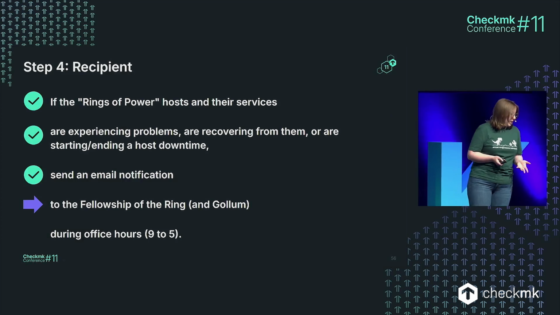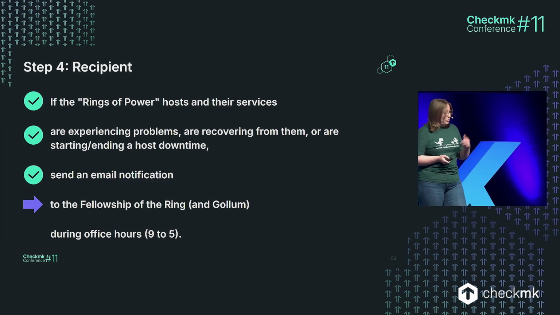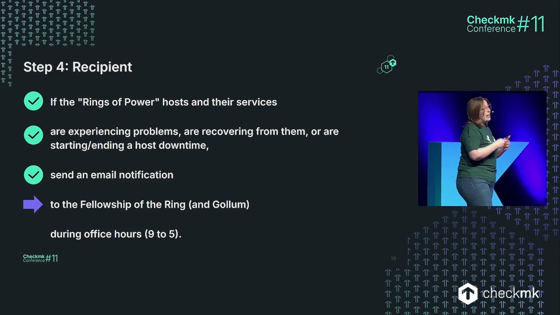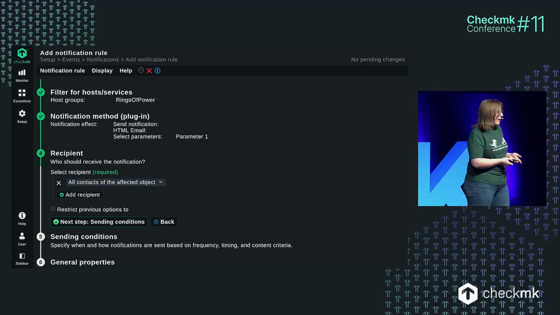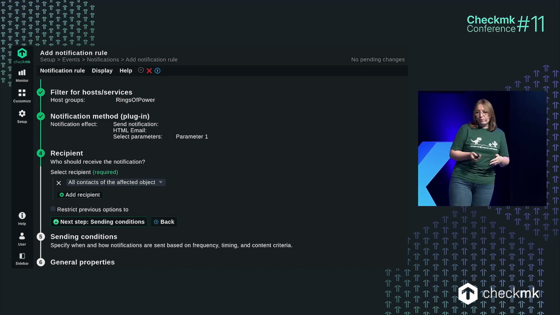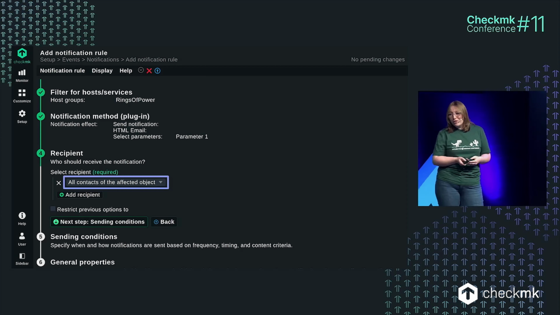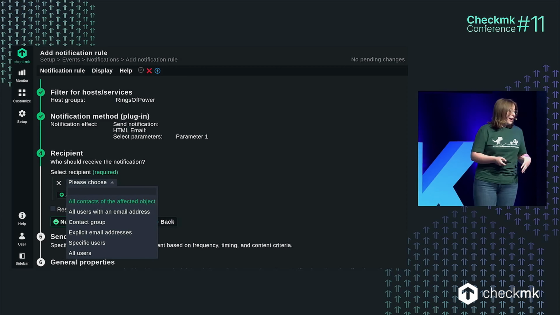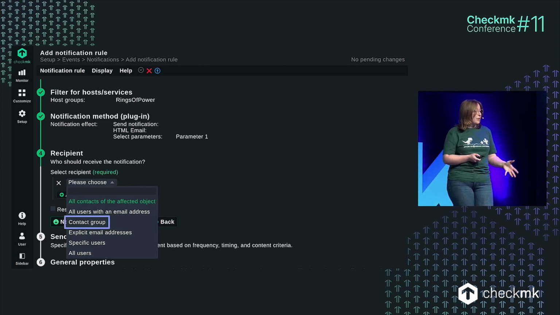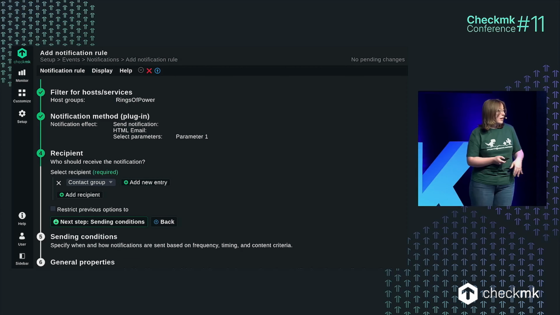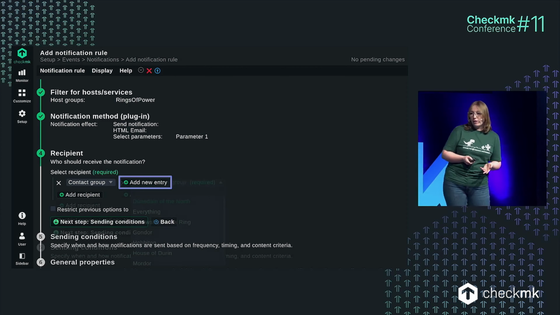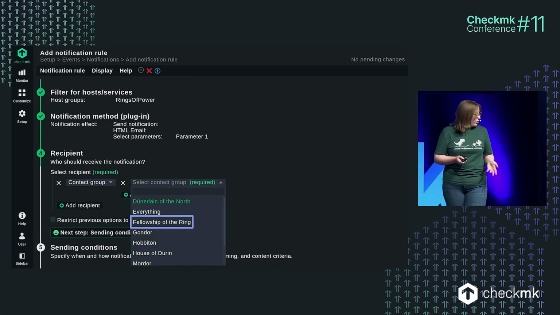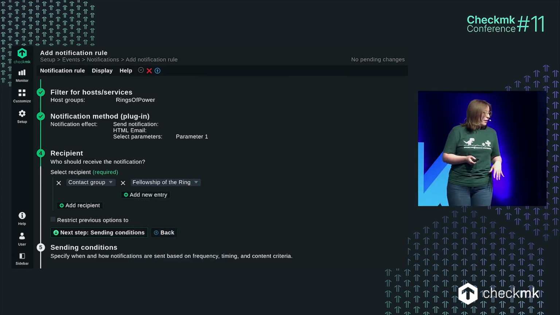Looking at our scenario, this has to be the Fellowship of the Ring, which is a contact group, and obviously Gollum. Let's start with the contact group. For that, we need to change the default selection and select the contact group in this little drop-down. We then add a new entry there and just select the Fellowship of the Ring. Very good. Now only Gollum, who is not part of the Fellowship, is missing.